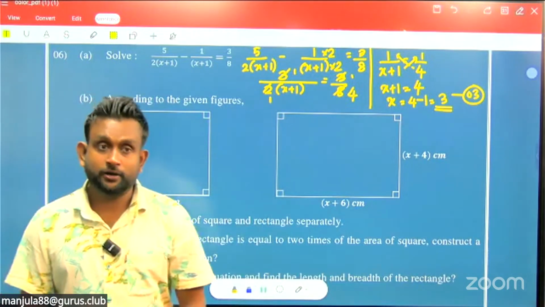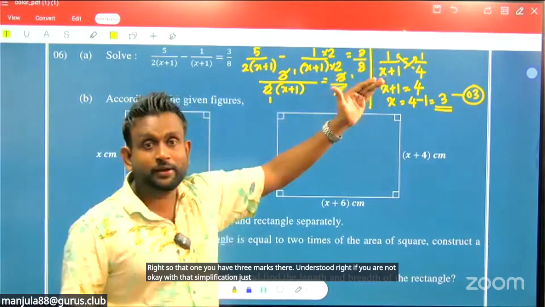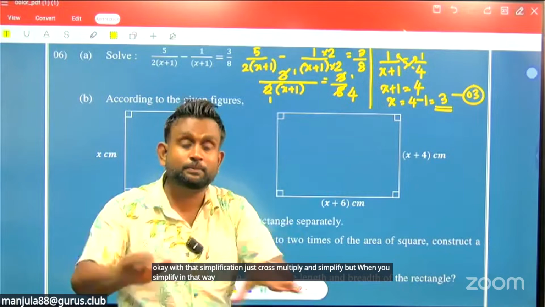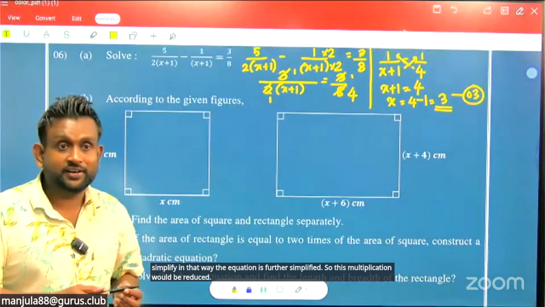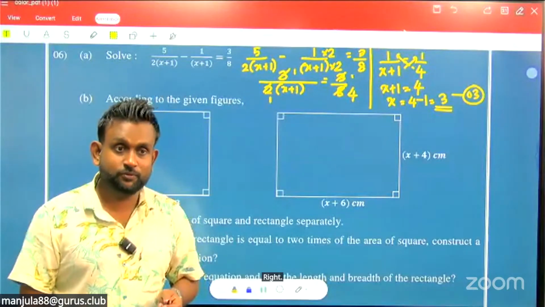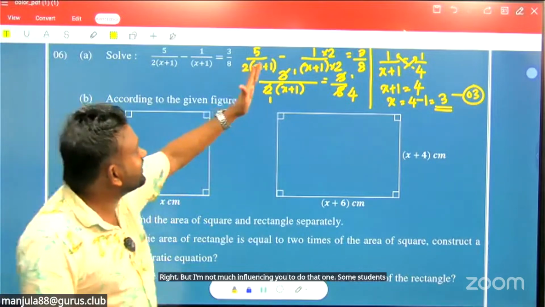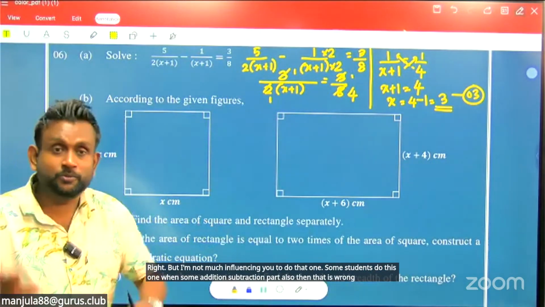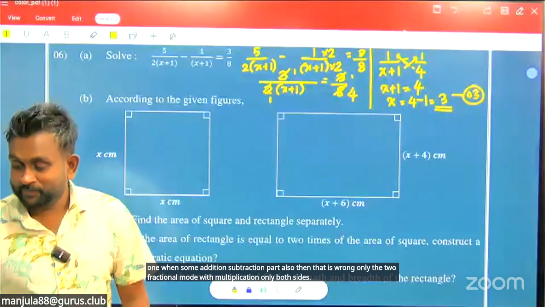Understood? Right. If you are not okay with that simplification, just cross multiply and simplify. But when you simplify in that way, the equation is further simplified, so this multiplication would be reduced. But I am not much influencing you to do that, because some students do this with addition and subtraction parts also, and that is wrong. Only for two fractions, with multiplication on both sides. Okay.